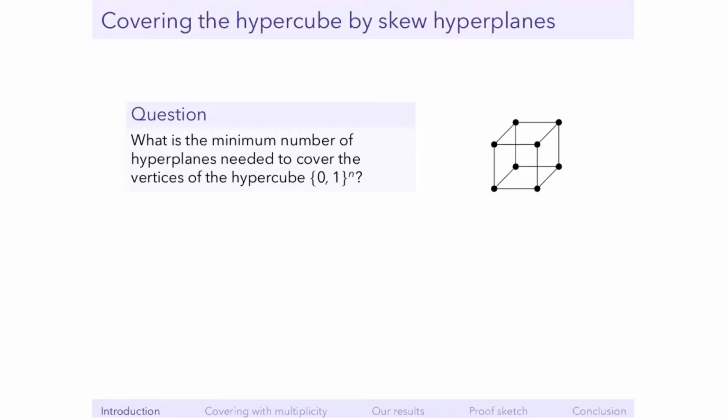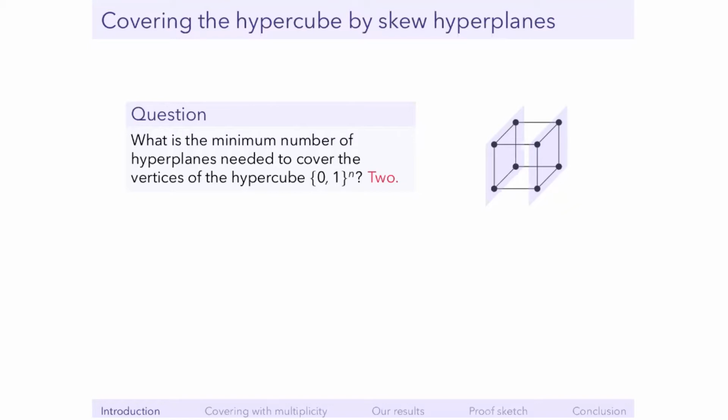So the first question that you could ask is this question. What's the minimum number of hyperplanes that you need to cover all the vertices of the hypercube in n dimensions? And this is not a very interesting question because the answer is pretty clearly 2. You can do it with 2, so any 2 parallel hyperplanes will do it. And it's pretty clear that you can't do it with fewer than 2 because these points on the hypercube are affinely independent.